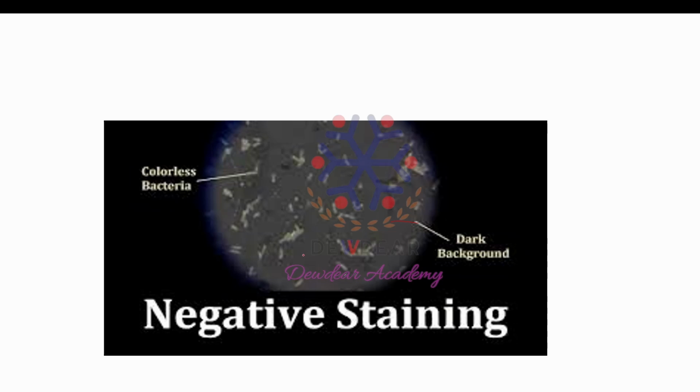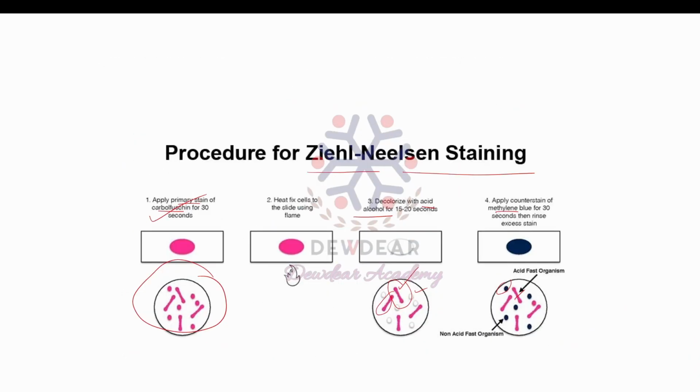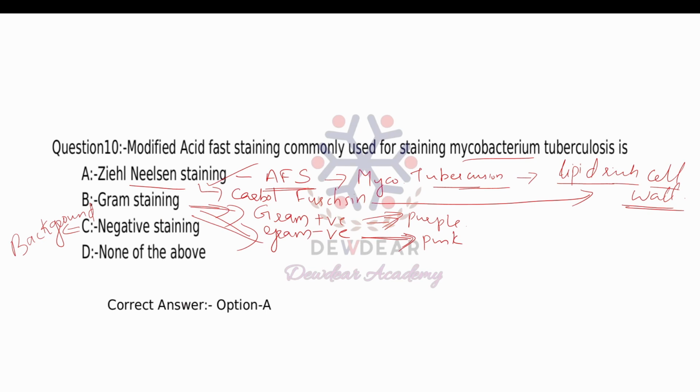It is commonly used for observing bacterial capsules. We mainly use negative staining to observe the bacterial capsules, not for staining Mycobacterium tuberculosis or any acid fast bacteria. In negative staining, the dye we use is nigrosin or India ink. So these are the differences between the different types of staining.